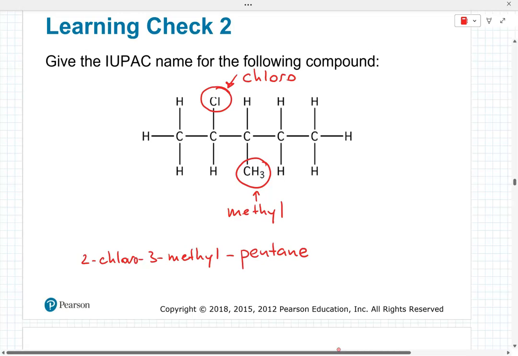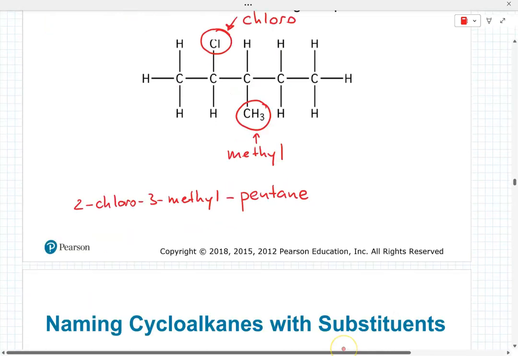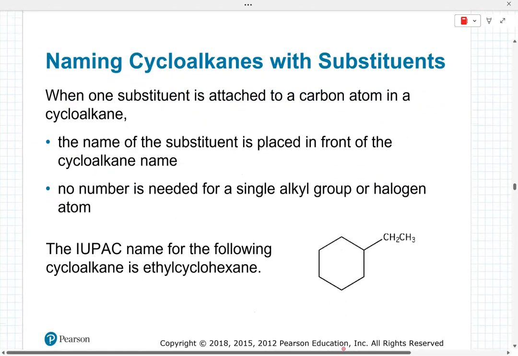Good. Why don't we call it 3-methyl-2-chloropentane? The sum will be the same. Substituents go in alphabetical order. Again, this is just an agreement. This is why I'm telling you, when I was studying this in college, I hated it. Absolutely. Nomenclature, those are the most boring people that exist on this earth. Okay? Good?